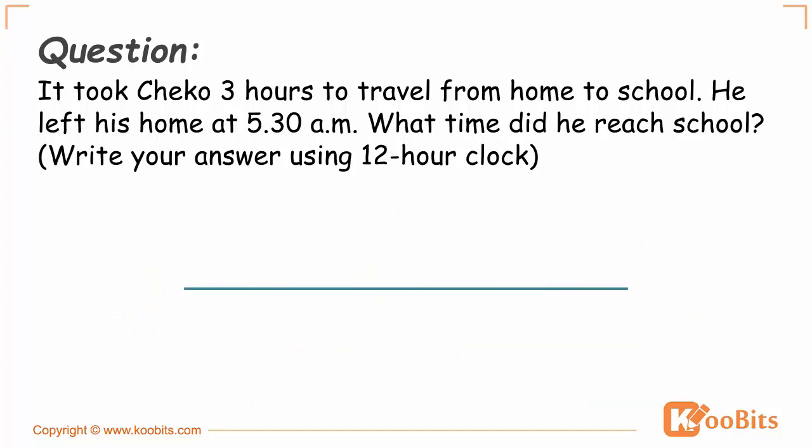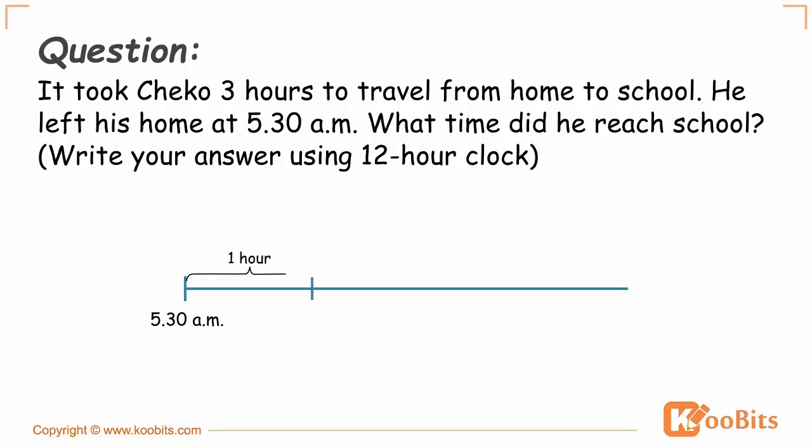Let's use a timeline to solve this problem. We know that Chico left home at 5:30 a.m. On the left side of the timeline, let's mark the time Chico left his home, which is 5:30 a.m. It took Chico 3 hours to travel from home to school. Let's mark a time on the timeline for every hour after he left his home.